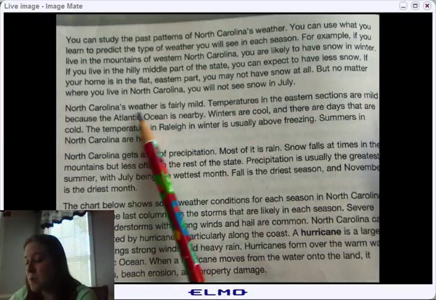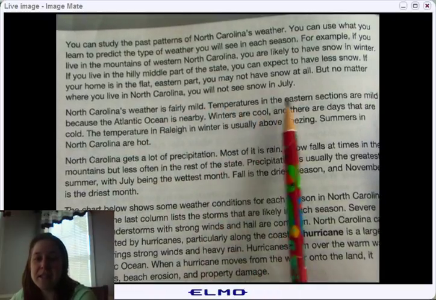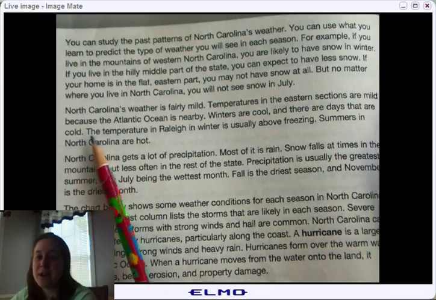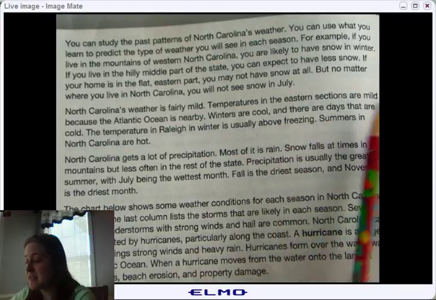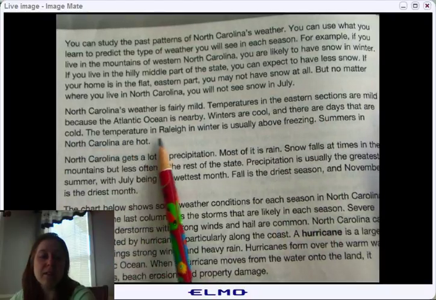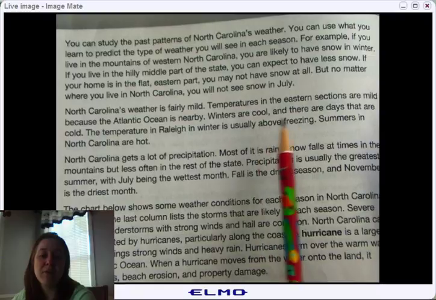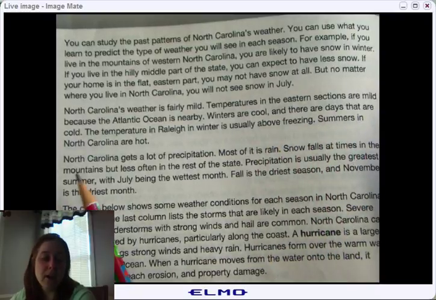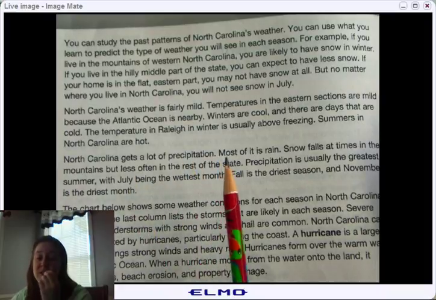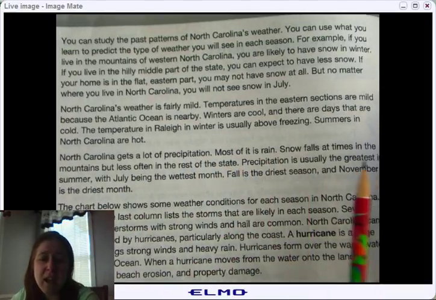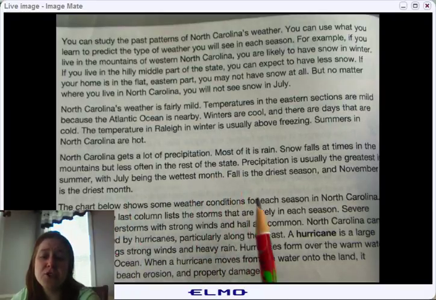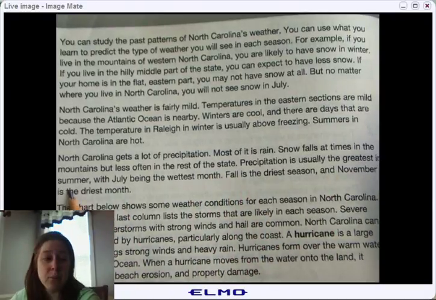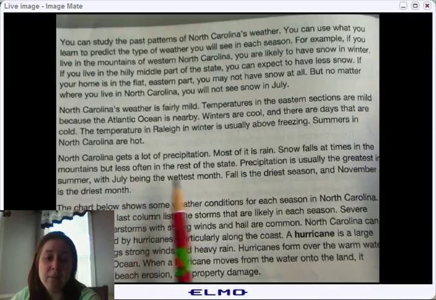So, North Carolina's weather is fairly mild. Temperatures in the eastern section are mild because the Atlantic Ocean is nearby. Winters are cool and there are days that are cold. The temperature in Raleigh in winter is usually above freezing. Summers in North Carolina are hot. North Carolina gets lots of precipitation. Most of it is rain. Snow falls at times in the mountains, but less often in the rest of the state. Precipitation is usually the greatest in summer, with July being the wettest month.